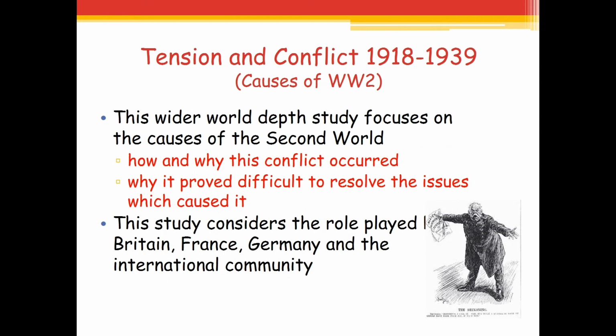And then finally, the fourth module is tension and conflict. So this is looking at the period between 1918 and 1939, looking at the causes of World War II. So this is looking at international relations between the world's bigger powers, so looking at Britain, France, Germany and America, and having a look at why war broke out in 1939. So what was it that broke down between all these different countries that ultimately led to World War II?